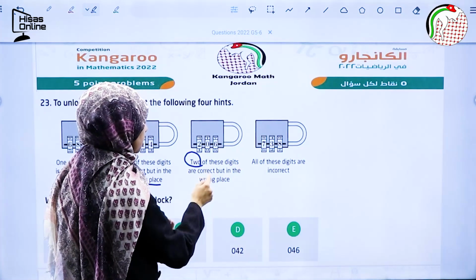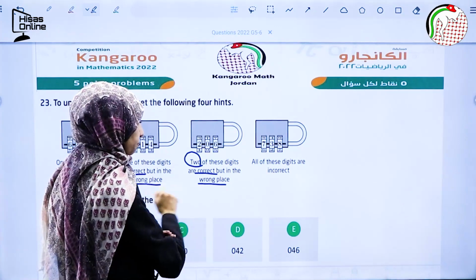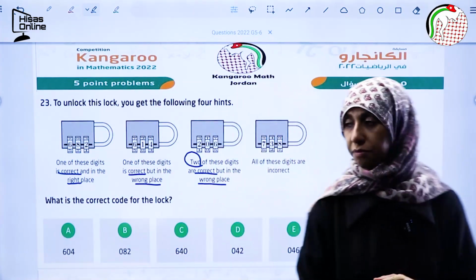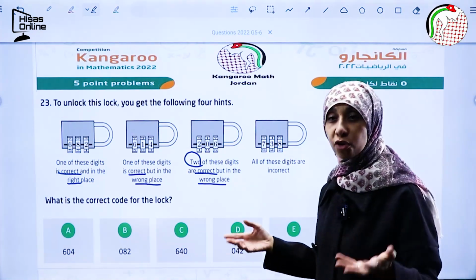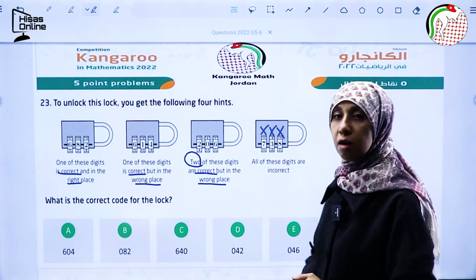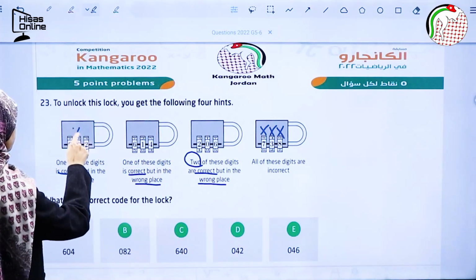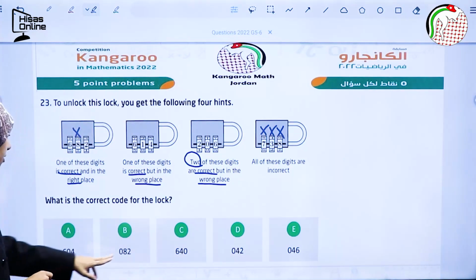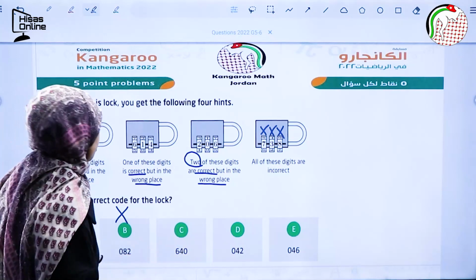2 of these digits are correct but in the wrong place. Again, wrong place. 6 appeared here also. And the last one, all of these digits are incorrect. So 7, 3, and 8 are incorrect. So here, 8 is incorrect. And let me see. 8 here appeared in B, so I can exclude B from my options.